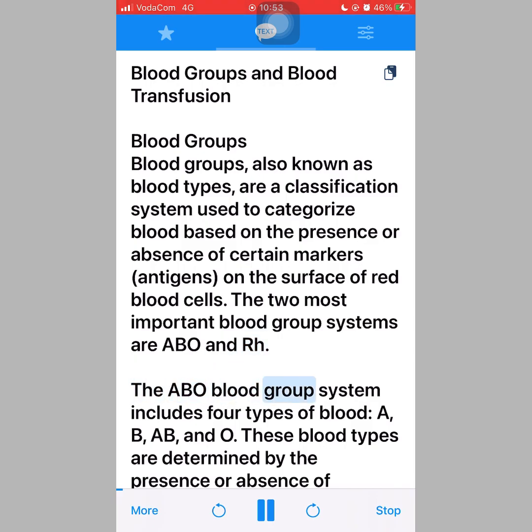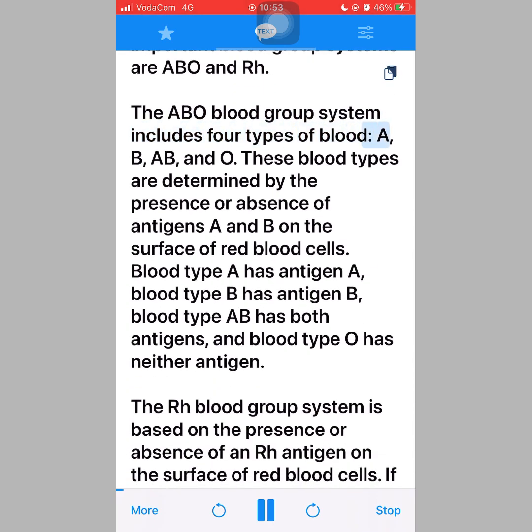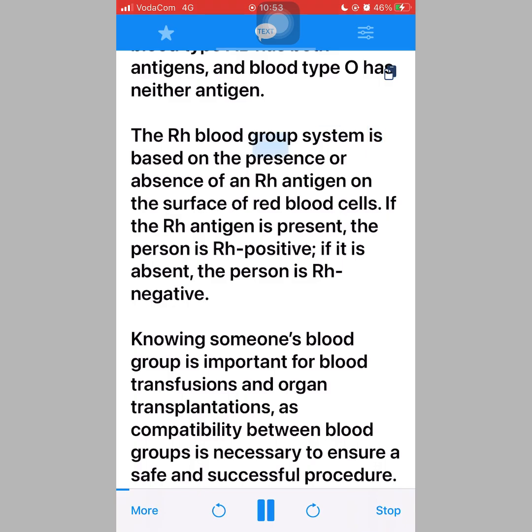The ABO blood group system includes 4 types of blood: A, B, AB, and O. These blood types are determined by the presence or absence of antigens A and B on the surface of red blood cells. Blood type A has antigen A, blood type B has antigen B, blood type AB has both antigens, and blood type O has neither antigen. The RH blood group system is based on the presence or absence of an RH antigen on the surface of red blood cells. If the RH antigen is present, the person is RH positive; if it is absent, the person is RH negative.